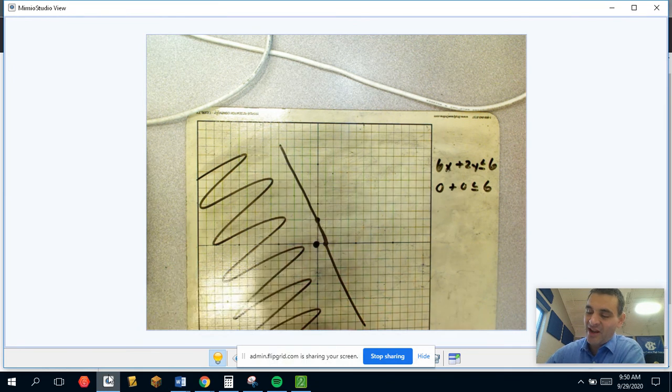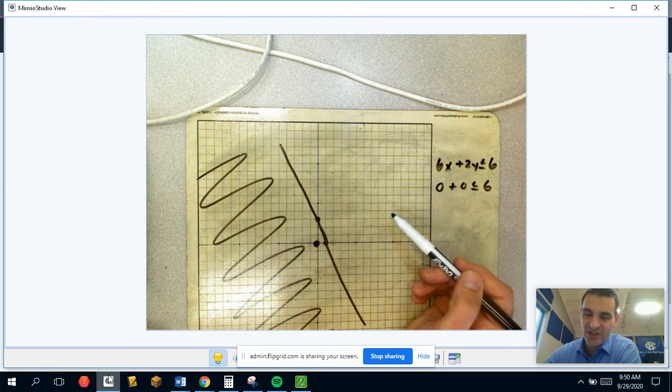Okay, so if you're in the shaded area, you're good. If you're on the line, you're good because it's solid. But if you're on the other side, it's not shaded, so it's no good.